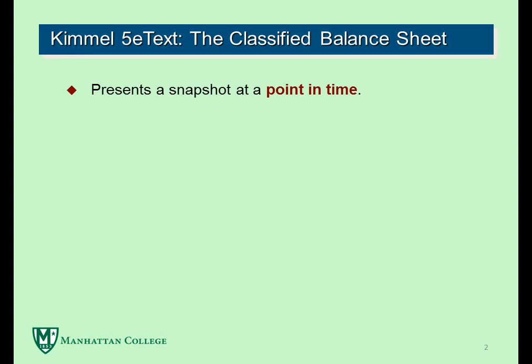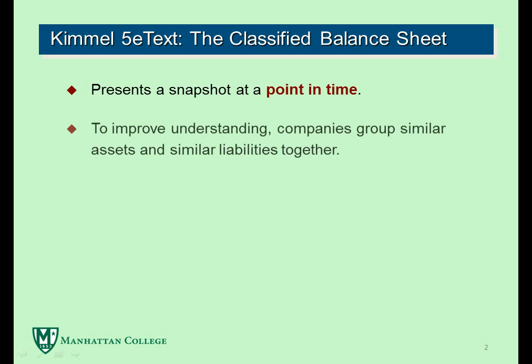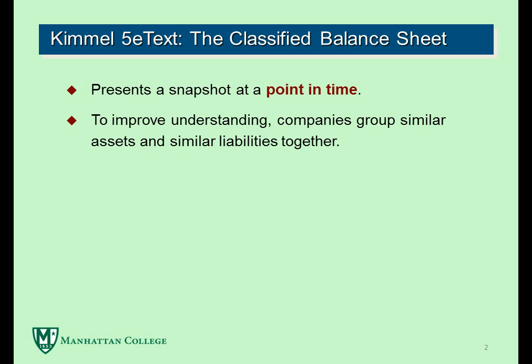Having read Chapter 2 of your text, you know that the classified balance sheet provides a snapshot at a point in time of a company's resources or assets, its obligations, and what's left for the owners. To improve understanding and to help investors find similar things together, companies group similar assets and similar liabilities.